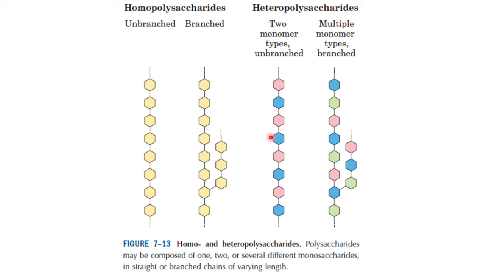You see, this red colored one is a type of monomer, the blue colored one is a different type of monomer. So a heteropolysaccharide is made up of more than one type of monomeric unit. It's made up of different types of monomeric units, and it may sometimes be a straight unbranched chain, sometimes branched. And we will go to each of them individually.